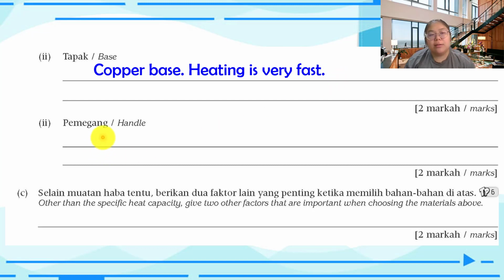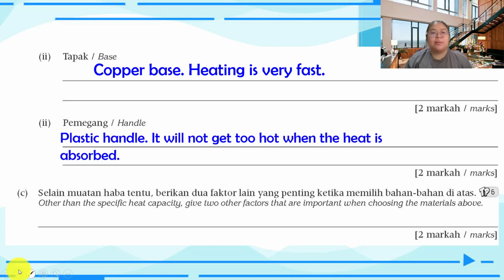Okay, how about the handle? The handle must have high specific heat capacity because you don't want it to get hot fast, is it? So from here we choose plastic from the table, plastic handle. The reason is it will not get too hot when the heat is absorbed. Okay, that means it heats up slowly.